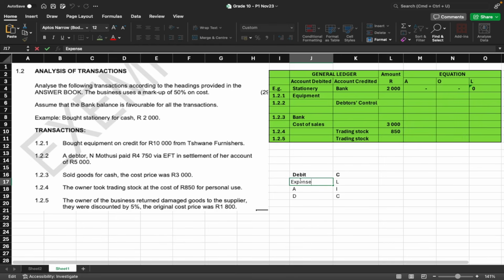Expenses. And so I know whenever I have expenses, I have to debit it. Whenever I incur an expense, I have to debit it. And then we also debit assets, and then we also debit drawings. Okay, so this is the acronym that we gave.